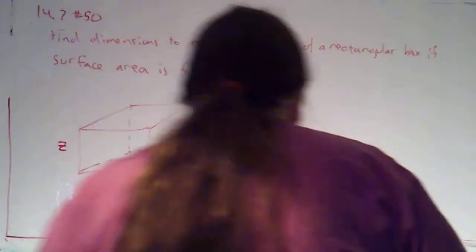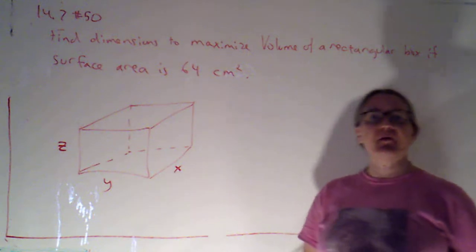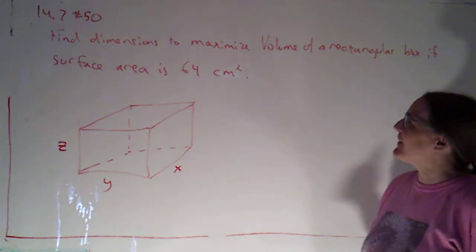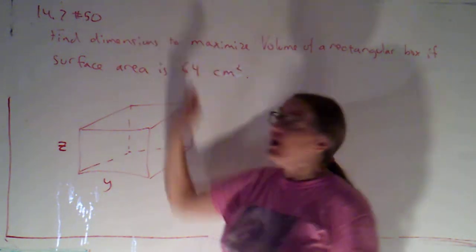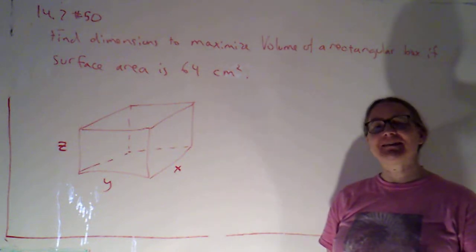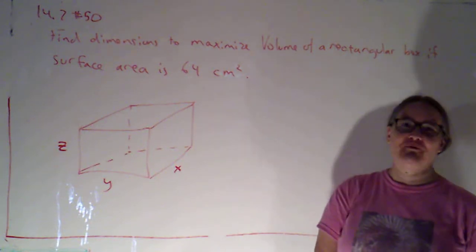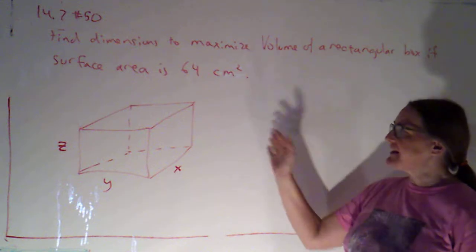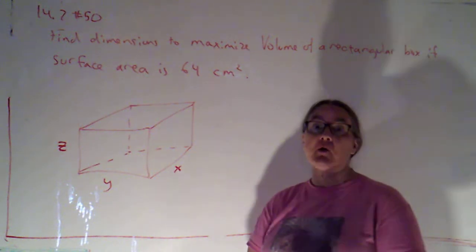I want to look at the application problem that we looked at in section 14.7. It was problem number 50. We did this at the end of 14.7 using the techniques from 14.7. I want to now take a look at how we can use Lagrange multipliers.